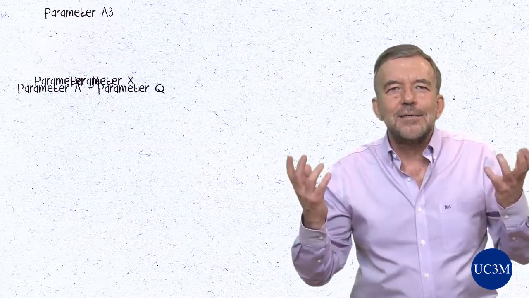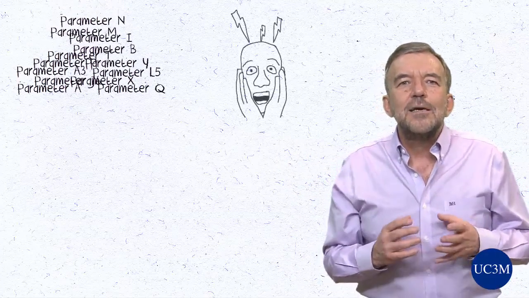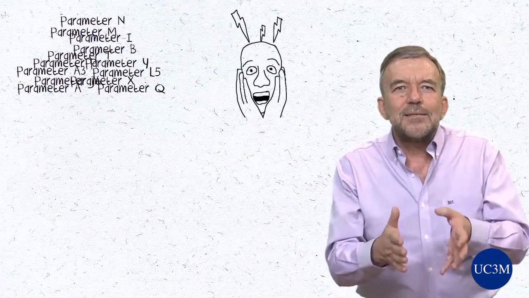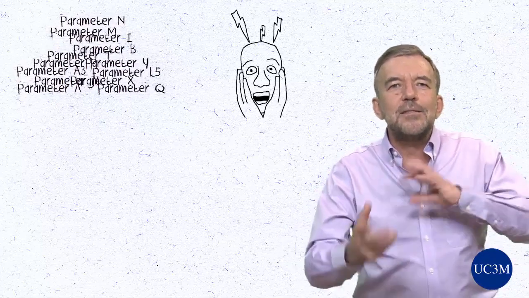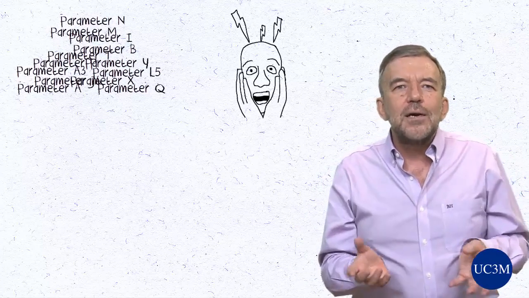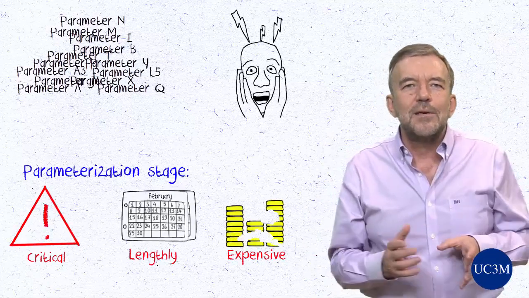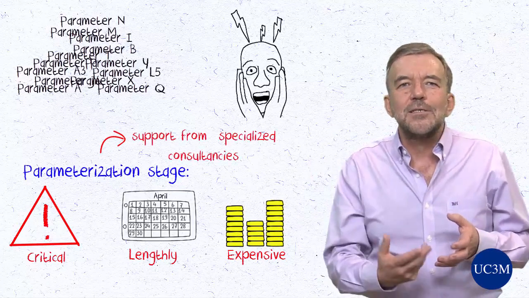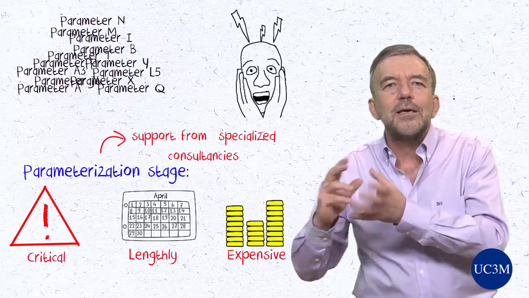The degree of parameterization, however, has reached such heights, since major ERPs involve literally thousands of parameters, that it has become a mixed blessing. Straightforward as it might seem, the sheer number of parameters to be set, their complexity, interdependence, and the flexibility they confer has made the parameterization stage a critical, lengthy, and expensive one. Most companies rely for this phase on the support from specialized consultancies, adept at creating the desired design by fully exploiting the ERP's flexibility.